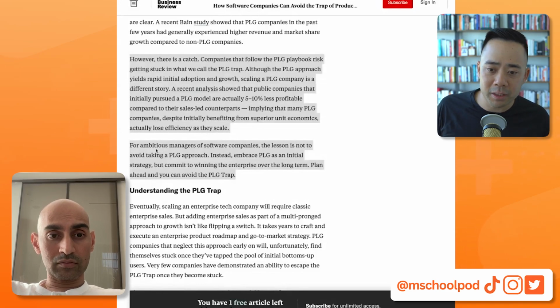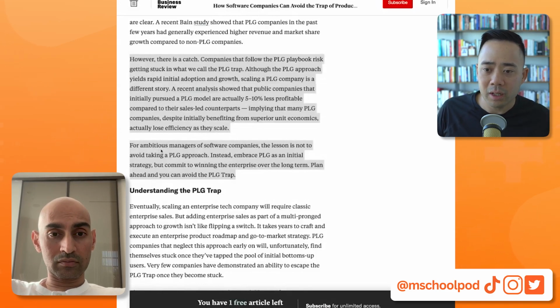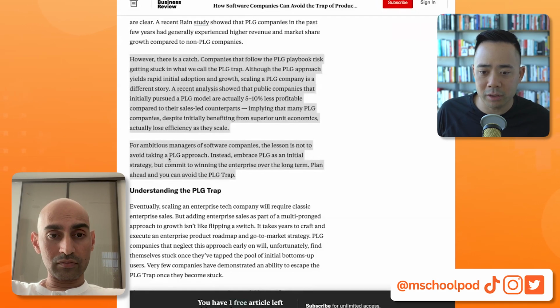So last paragraph here. So for ambitious managers of software companies, the lesson is not to avoid taking a PLG approach. Instead, embrace PLG as an initial strategy, but commit to winning the enterprise over the long term. Plan ahead, and you can avoid the PLG trap.